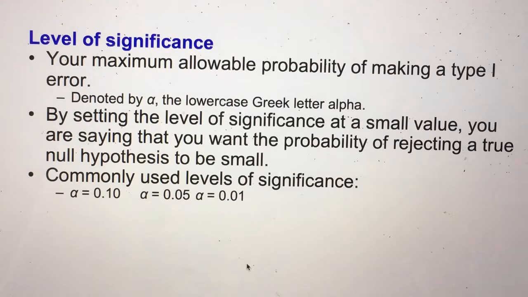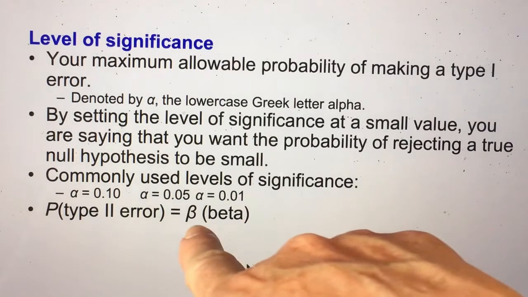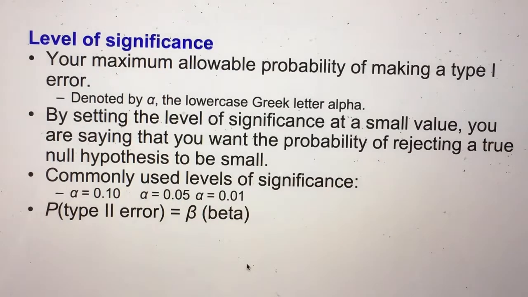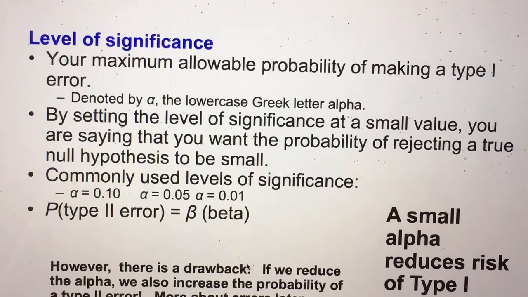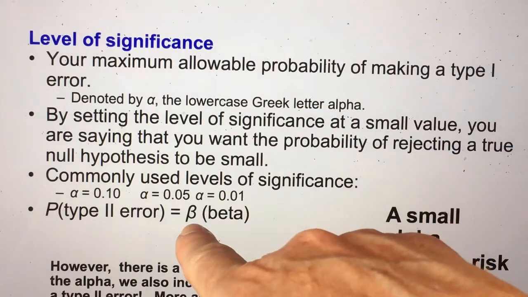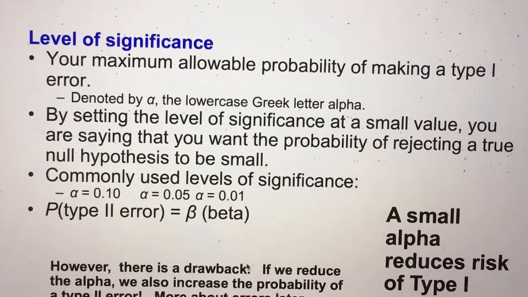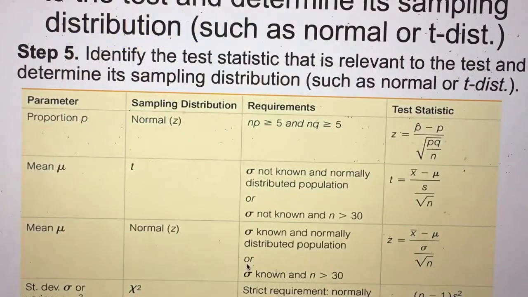Again, this is a restatement of the last slide. The probability of a type 2 error is beta, and beta is 1 minus alpha. If we want a small beta, then we're going to make alpha larger. If we want a small alpha, we make the beta larger. A small alpha reduces the risk of a type 1 error. However, there's a drawback. If we reduce the alpha, we also increase the probability of a type 2 error. We're going to have more about errors a little bit later in the PowerPoint.